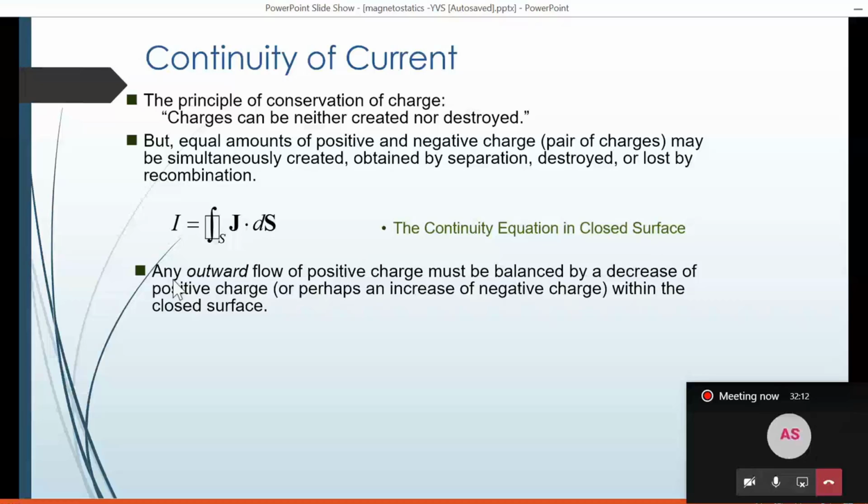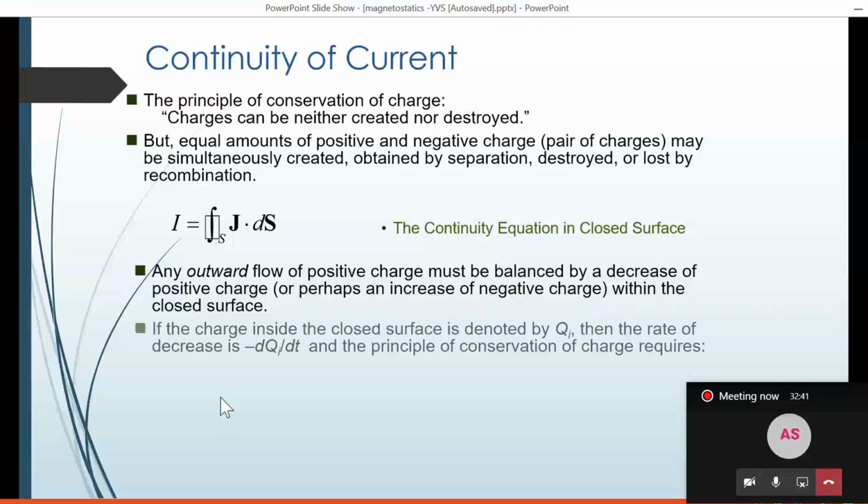Any outward flow of positive charges means from a surface area or from a closed surface area. If the surface is closed, then it forms a volume. So from such a closed surface, whatever charge is moving outside should be balanced by a decrease of charge within that surface. Okay, so net outward flow is nothing but reduction of the charges within that volume.